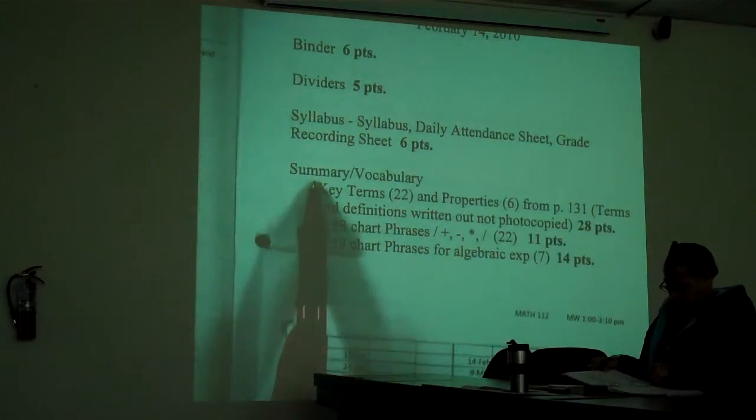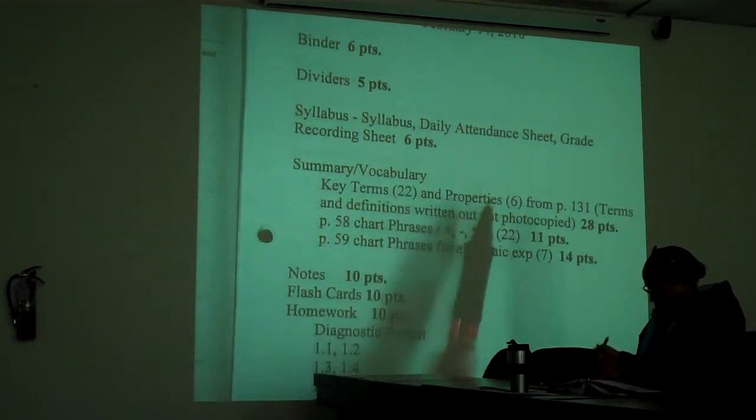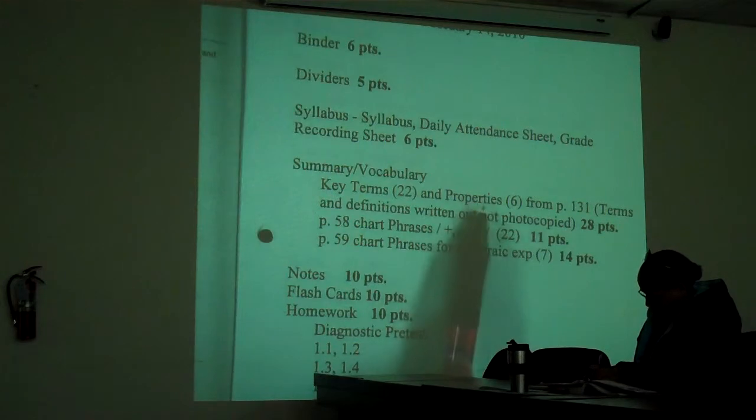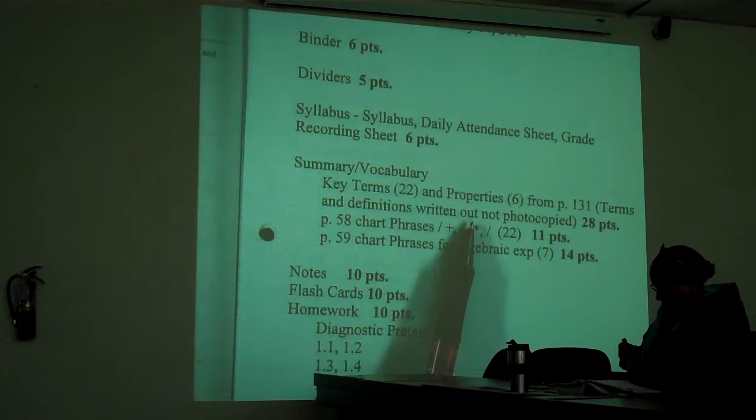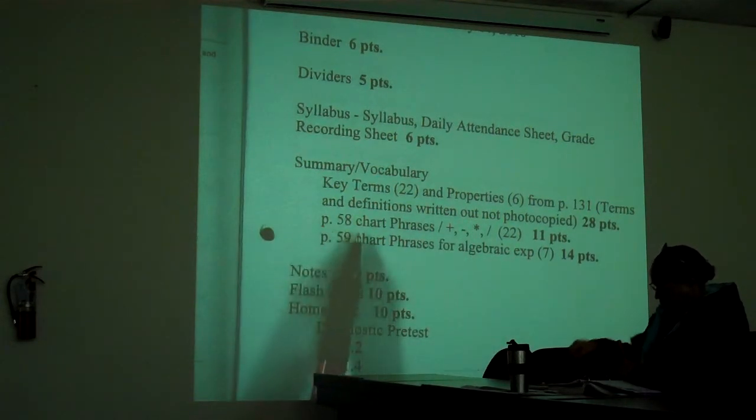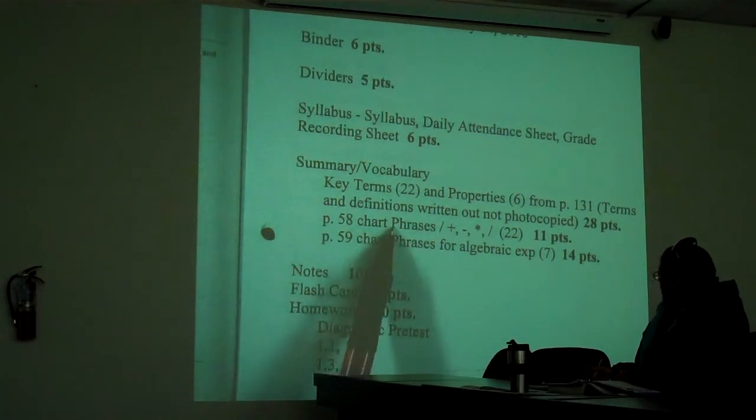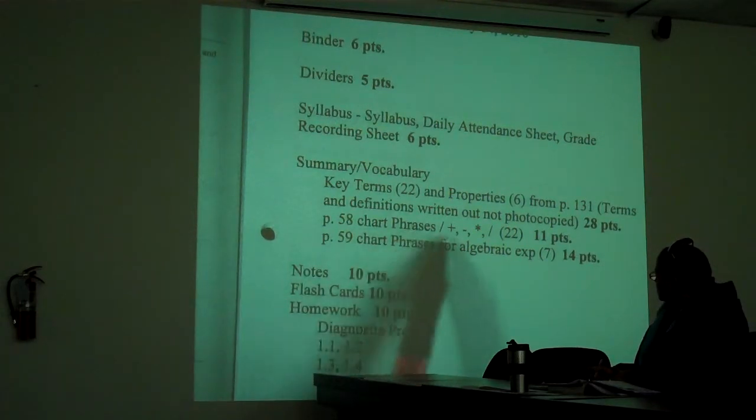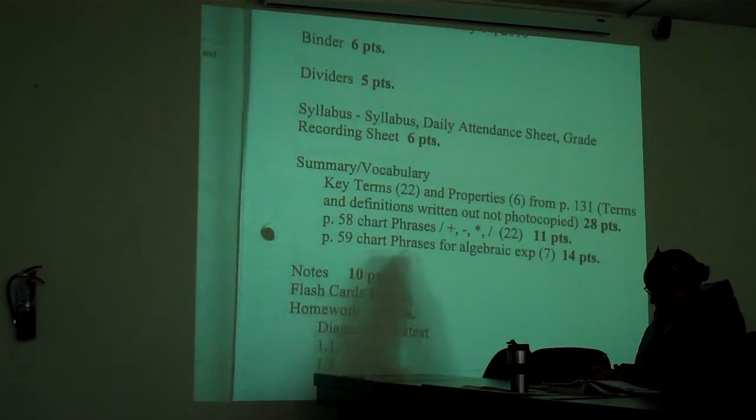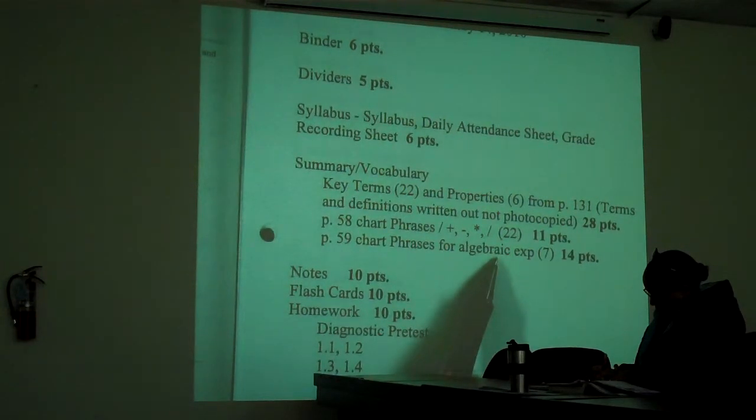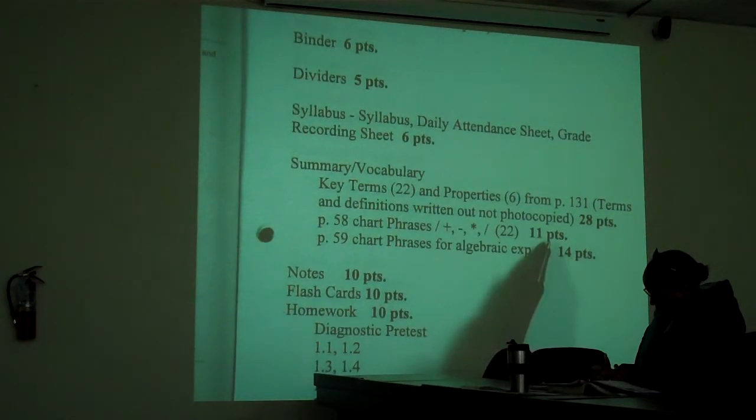Okay. Summary vocabulary, make sure you have your terms and your properties. From page 131, what we just showed you, make sure they're written out, not copied. I also want you to have the chart from page 58. The chart that has the phrases that mean divide, add, subtract, all that, make sure that chart's in there. Make sure the chart for the algebraic expressions is in there. That's how many points they're worth. If you don't want to write them, you're going to be giving up that many points towards your portfolio.